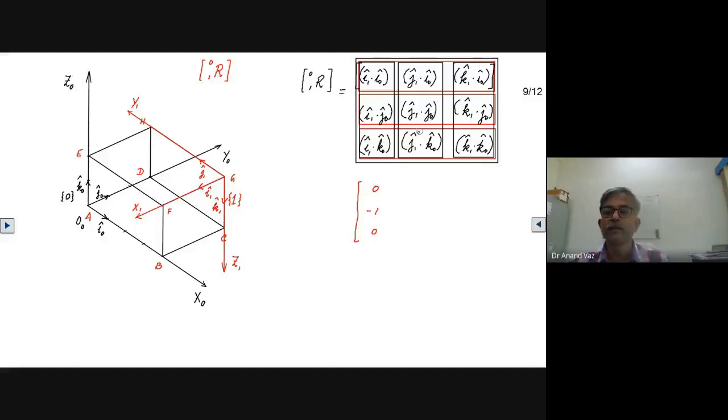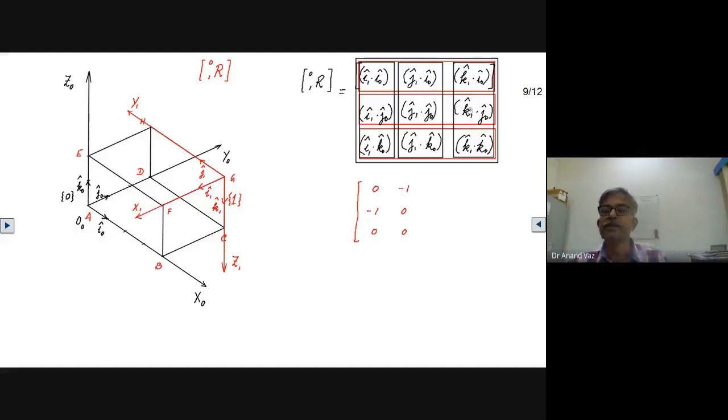Coming to the second one, J1 dot I naught. Our J1 vector is here, dot I naught. Both are in opposite directions, so this will be -1. Then J1 dot J naught. J1 is like this and J naught is like this, so they are mutually perpendicular. This is going to be 0. J1 dot K naught: mutually perpendicular, so this will be 0.